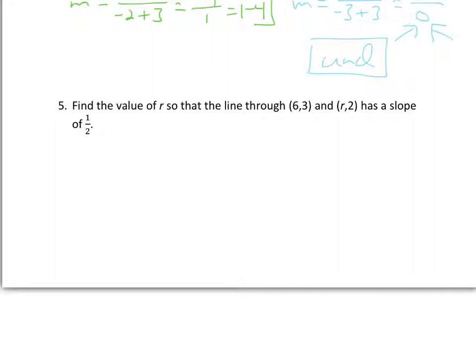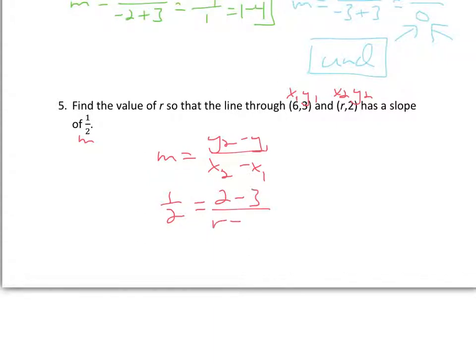Now this last problem here, we're going to try to find the value of r so that the line that goes through (6, 3) and (r, 2) has a slope of 1/2. So we're going to use the same equation, m equals y2 minus y1 over x2 minus x1. This is x1, that's y1, x2, y2. And, of course, we have the m right there. It's 1/2. Okay, so we have everything that we need here. So we're just going to plug all these things in. So 1/2 goes in for m, y2 is 2, y1 is 3, x2 is r, x1 is 6.